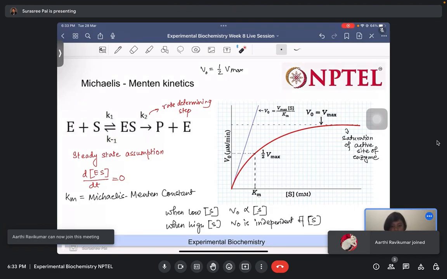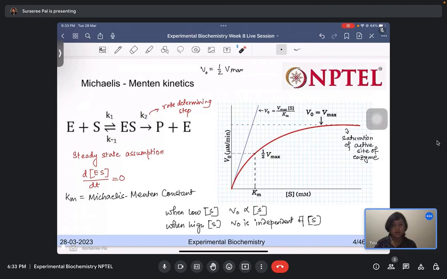So in this Michaelis Menten curve, we can see the substrate concentration plotted with respect to the velocity. Here we see that when the substrate concentration is very low, this V0 is linearly proportional to the substrate concentration. But with increase in substrate concentration, the velocity does not increase linearly; after a certain point it starts to form a plateau. So why does this happen?